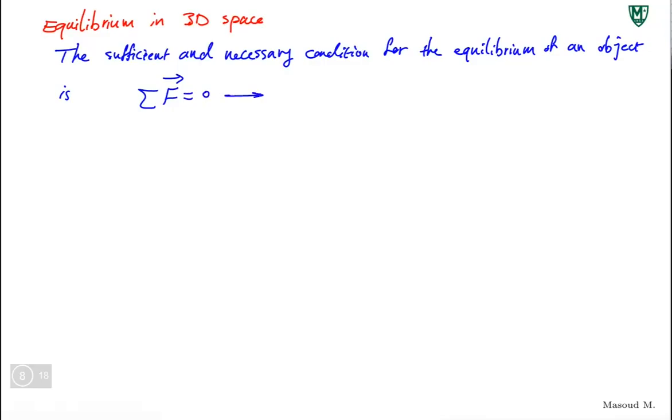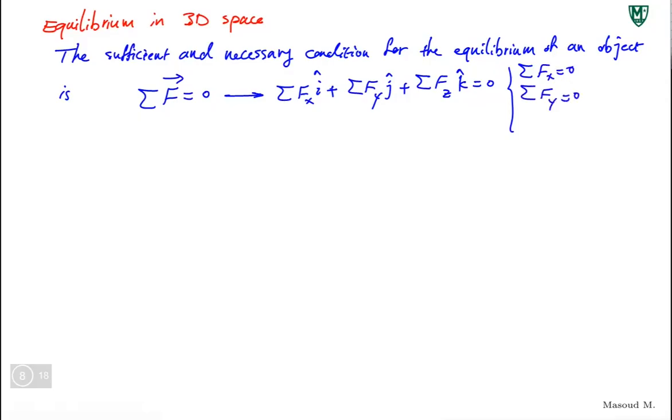Now in this case, since we are in three-dimensional space, it means summation of forces in x direction, well, let me write it this way, i plus summation of forces in y direction j plus summation of forces in z direction k should be 0. That means summation of forces in x direction should be 0, summation of forces in y direction should be 0, and summation of forces in z direction should be 0.